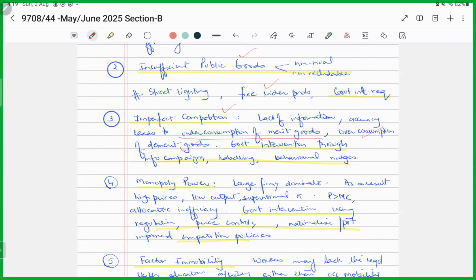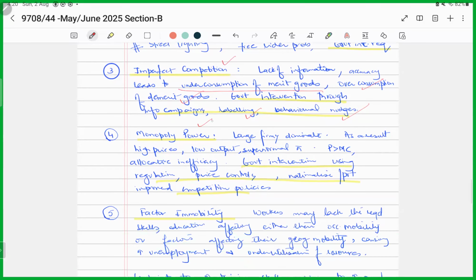That means the government is going to then intervene through either running information campaigns, or providing labeling of information in order to make the public aware of the hazards of overconsuming demerit goods, or it could even be combating these issues through behavioral nudge theory. Remember, it could also be implemented by the government. Further, monopoly power is also one of the drawbacks.